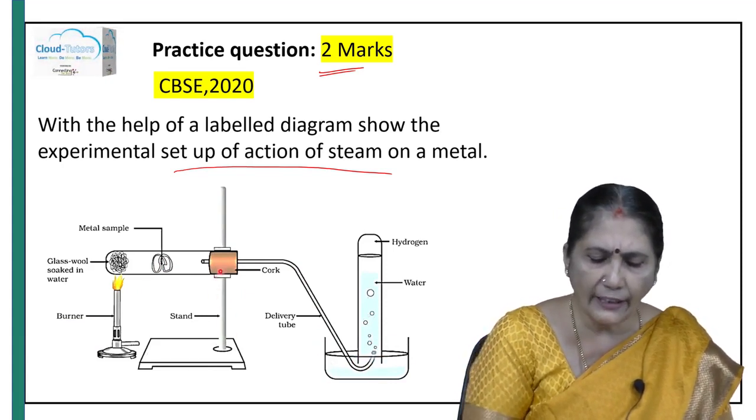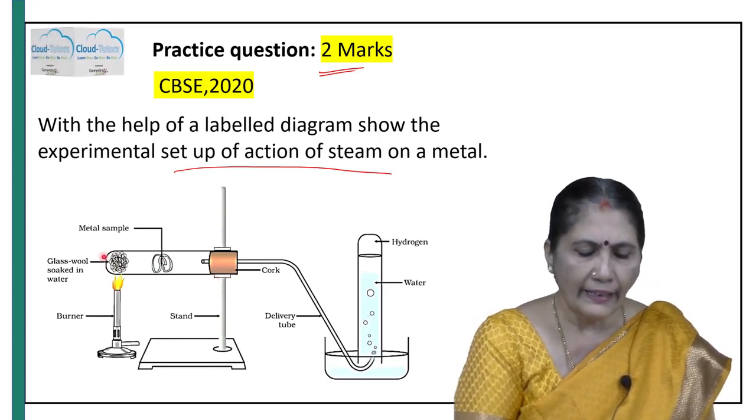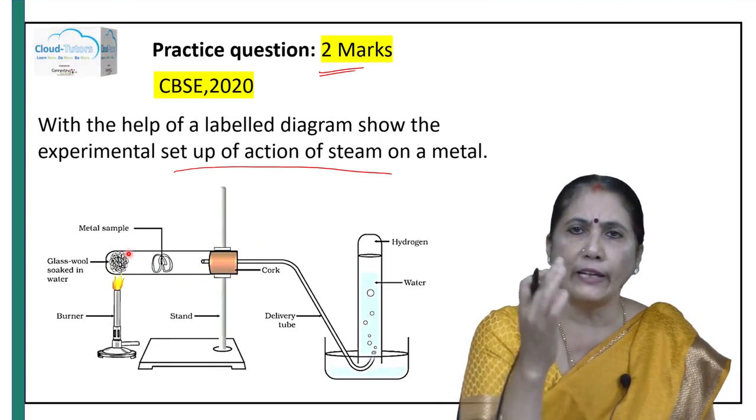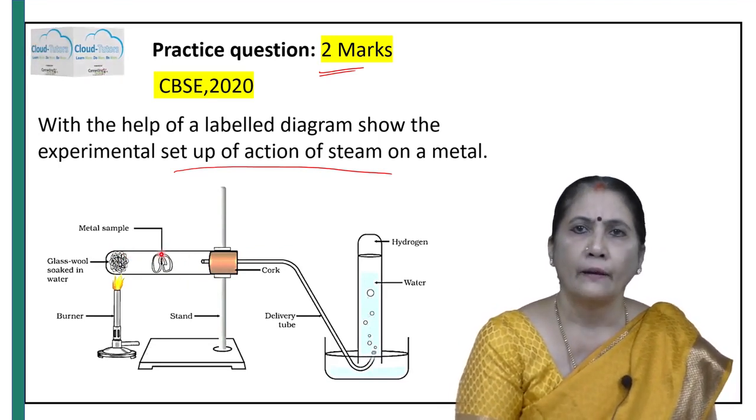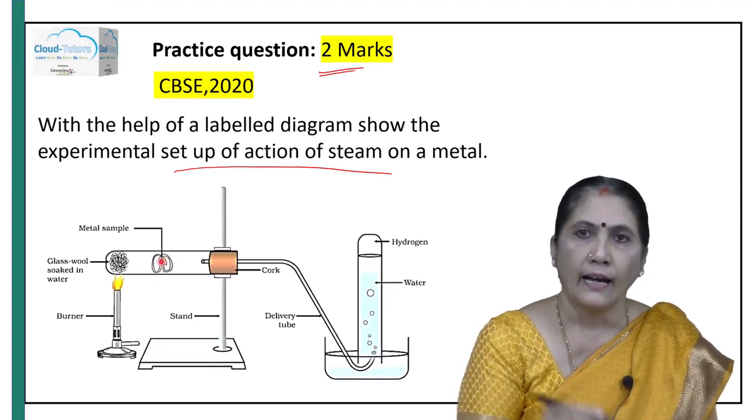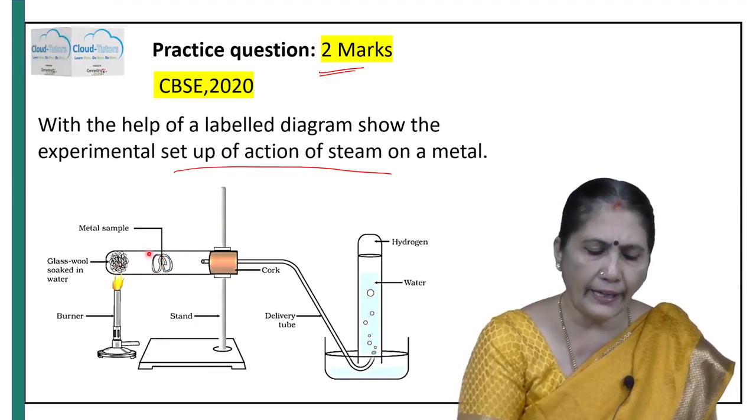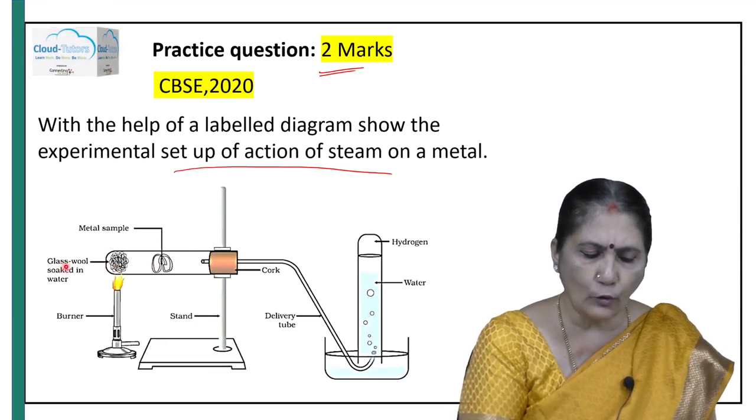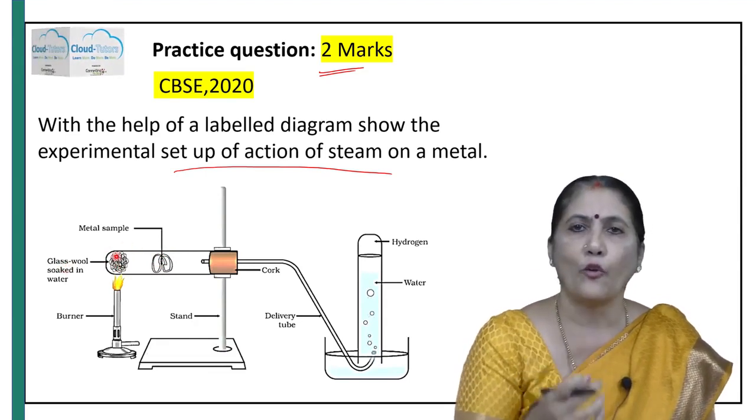You have to just draw a boiling test tube, close it with a rubber cork, allow the hydrogen gas to be collected by having a delivery tube connected into a trough containing water. You have a stand to clamp this particular boiling test tube. And inside the boiling glass test tube, you have to take a piece of metal, iron, Fe, and then make it come in contact with a glass wool which has been completely soaked in water.